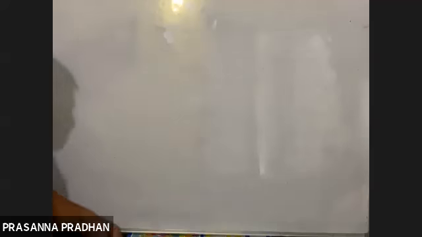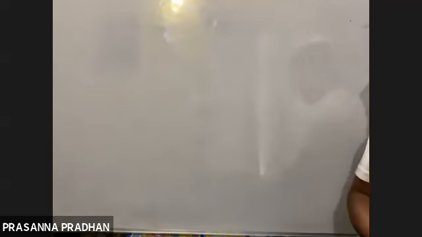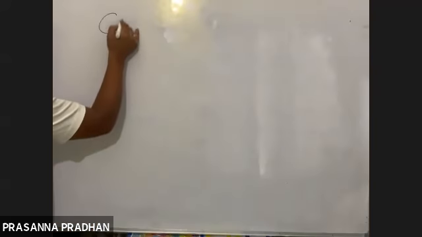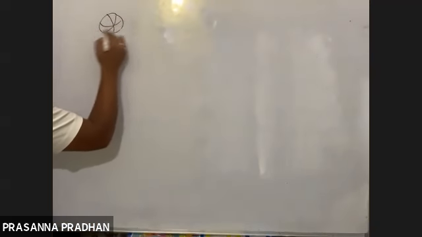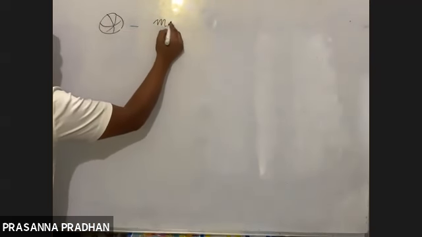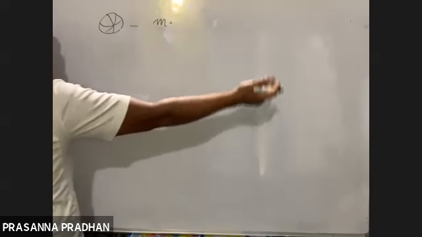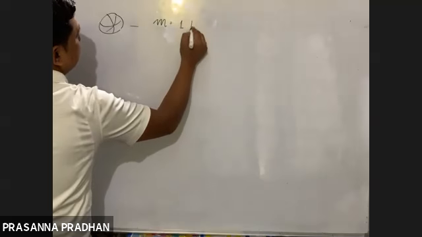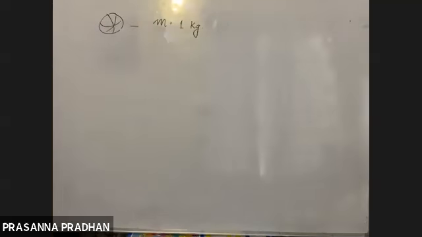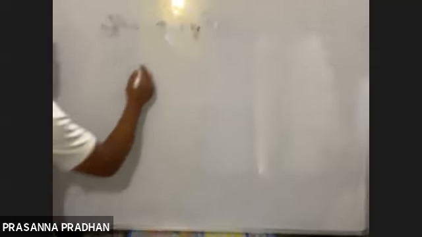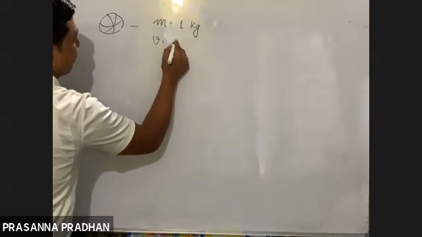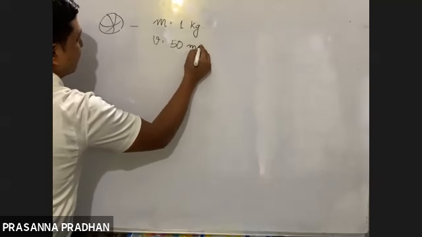But we know every object has a particle character and a wave character. ये पेन का भी particle character भी है, wave character भी है. Everything, right? So let us imagine a cricket ball. Suppose the mass of this cricket ball is, let us keep it very simple, 1 kg. And it is moving with a velocity of say 50 meter per second.